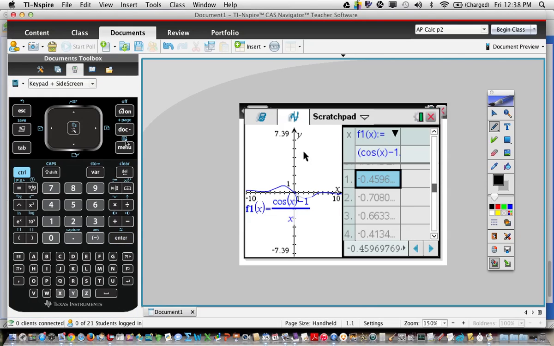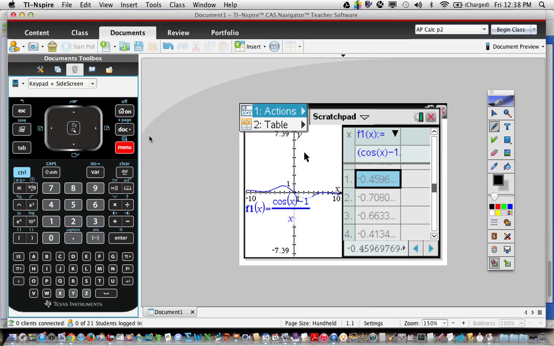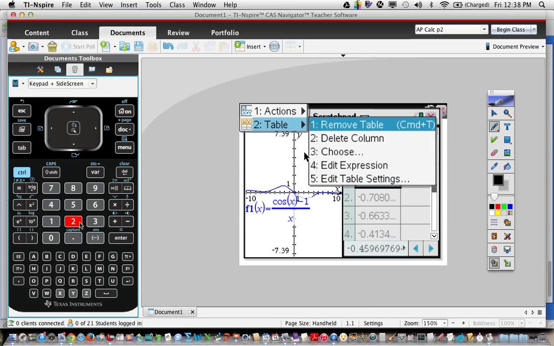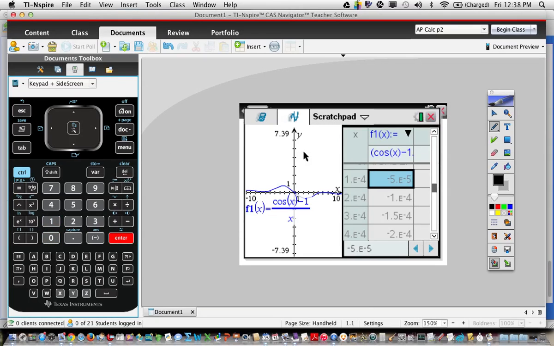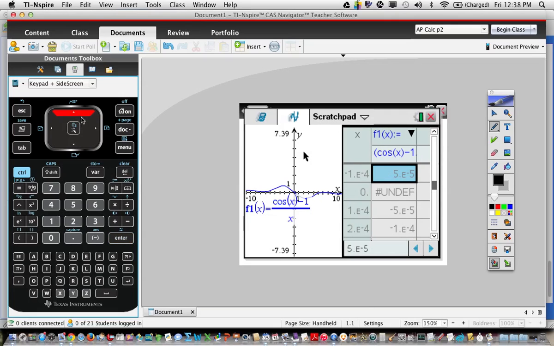My table's not really set up right now, so I'll go to my menu, go to my table settings. Make sure you can all do this. You want to start it at 0. And I would say 3 zeros is pretty good. 0, 0, 0, 1. Okay, I want to arrow up a couple.